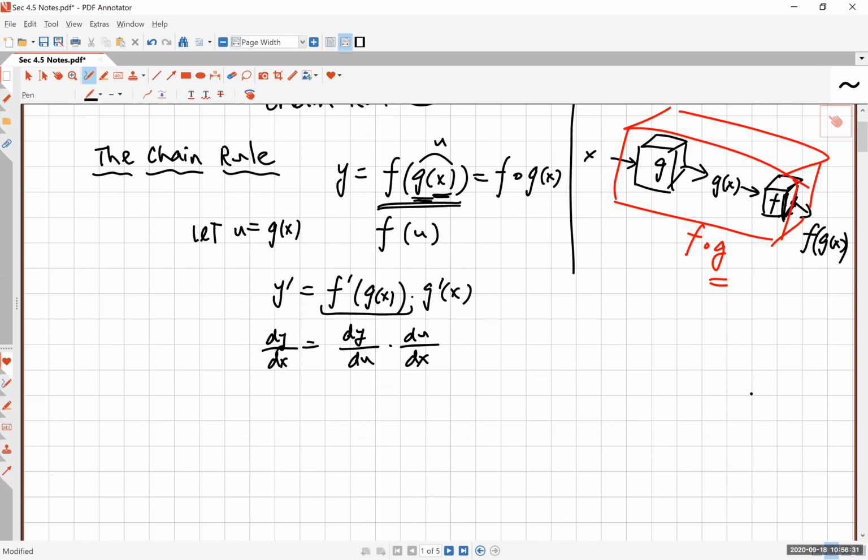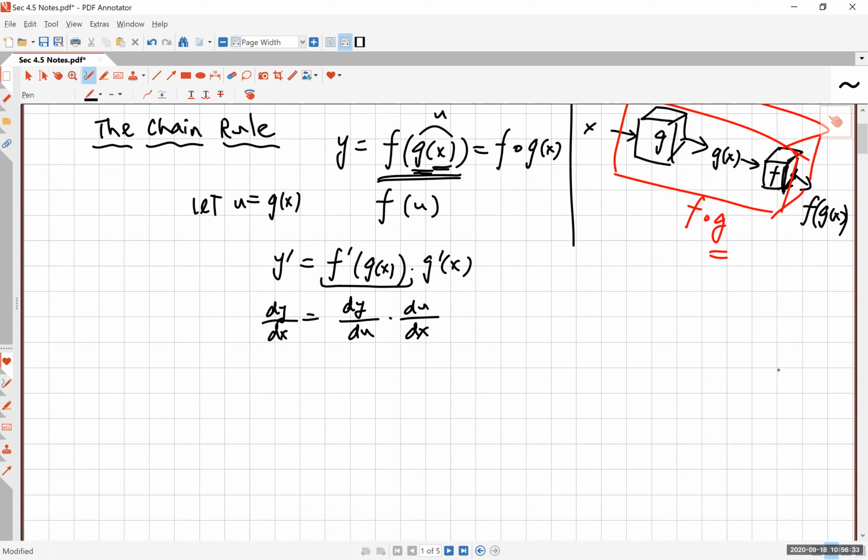Now, you may wonder why it's called the chain rule. Well, I'm glad you asked, because most people don't answer this question. Most books don't answer this question. Here's the great way to illustrate this, and I really think this is an awesome way to think about this.